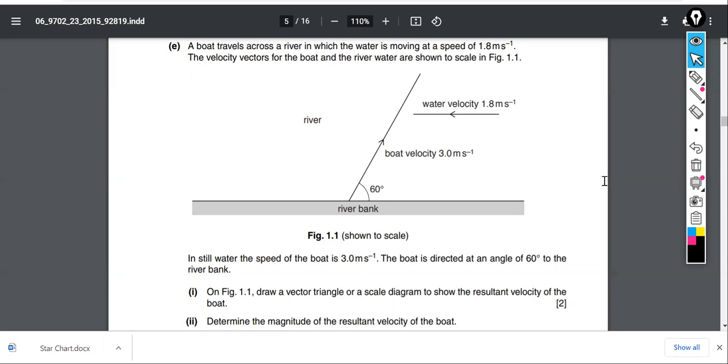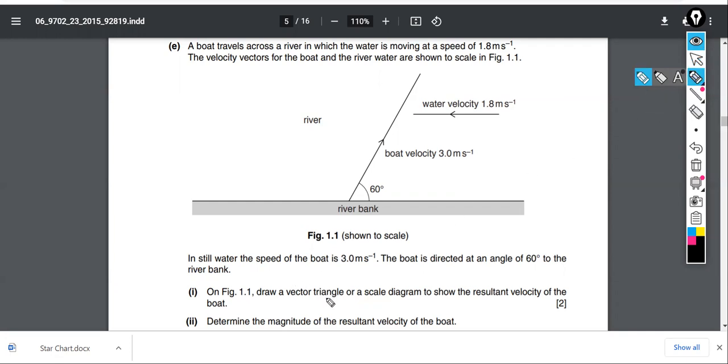So it's kind of like the boat captain says, well, let's go off this way because the water is going to push us this way and maybe trying to just go straight across, right? So this is vector addition. We've got the velocity vector of the boat, and we're going to add the water to it and see what the resultant is. It says draw a vector triangle or a scale diagram to show the resultant velocity of the boat.